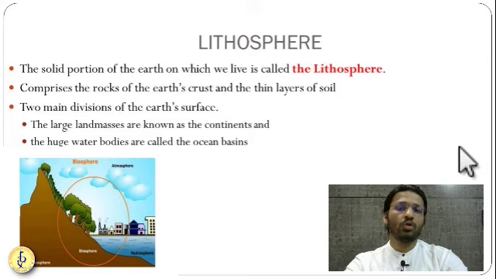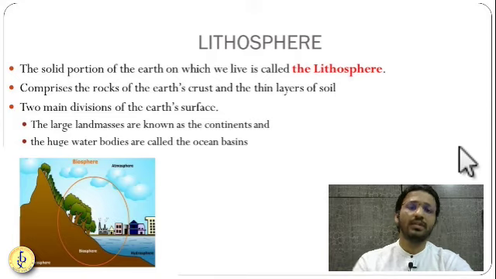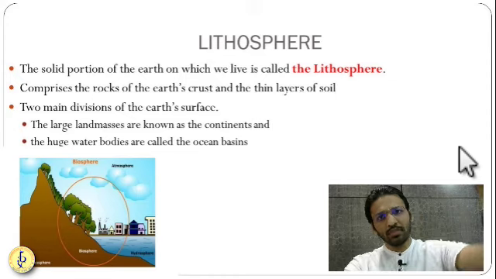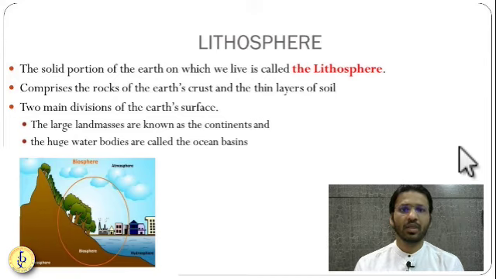So first thing is the lithosphere. As we have seen, lithos means stone. So the lithosphere is the solid part of the earth. It comprises the rocks, the thin crust of the earth, and the layer of the soil. This is known as the lithosphere. In the 11th standard NCERT also we are going to see this lithosphere in a very detailed manner. It is a solid part of the earth, and generally it does not go much deeper. It is just a part of the crust and soil. This we are calling the lithosphere.